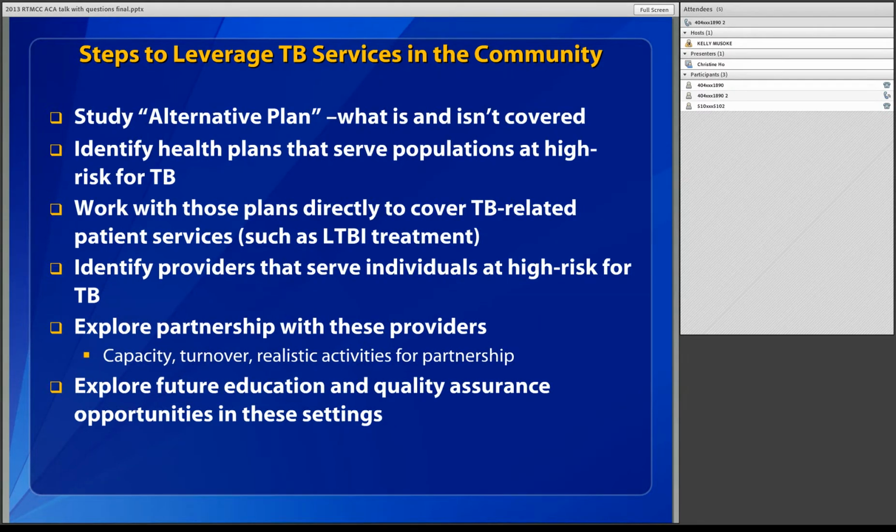So perhaps a partnership with a free clinic with a lot of turnaround, with providers of different levels of training might be very different than an FQHC with providers that are very stable, that have a lot of training in infectious disease or pulmonary medicine. I think as well, exploring future educational and quality assurance opportunities and needs in these settings is key in order to make these partnerships successful.